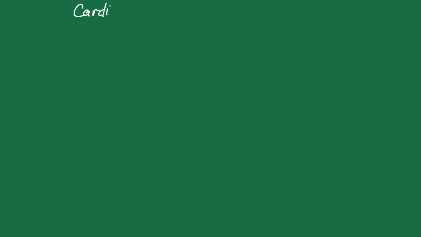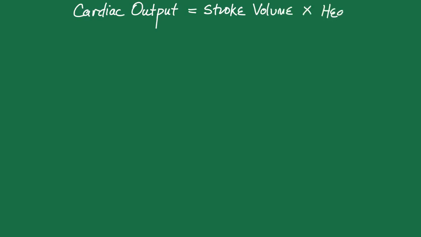Cardiac output is the volume of blood leaving the heart in 1 minute. The formula for calculating cardiac output is stroke volume times heart rate. If you remember, stroke volume is the volume of blood leaving the heart in 1 heartbeat. So if you multiply that with the number of beats per minute, you have cardiac output.